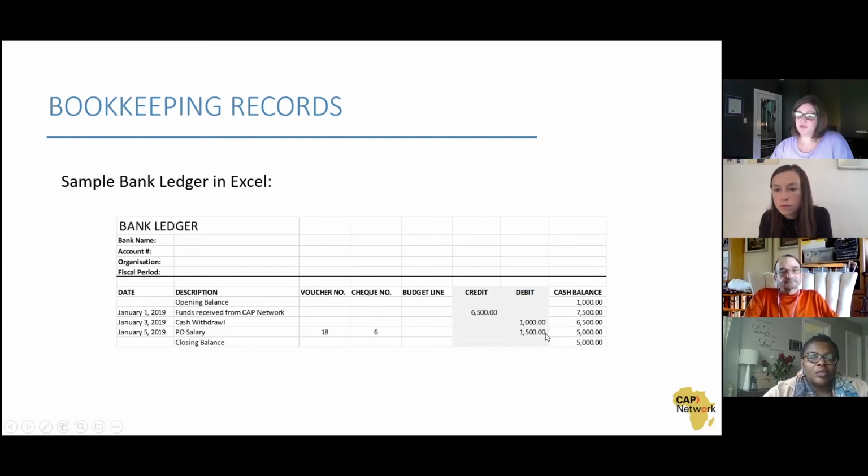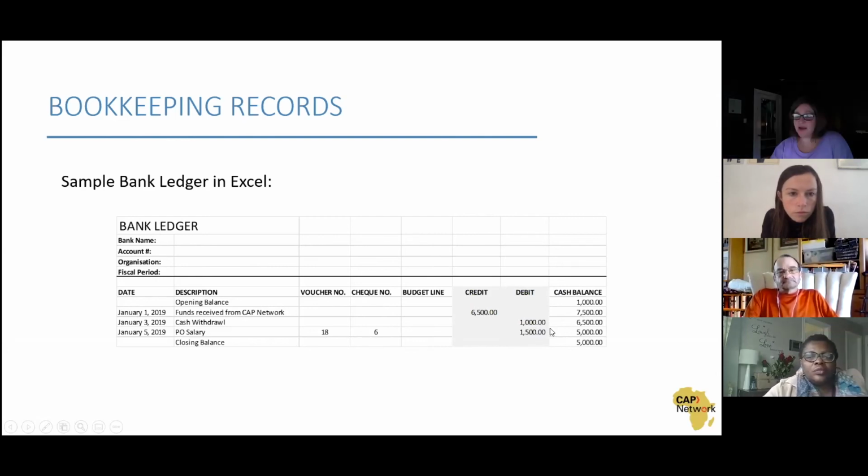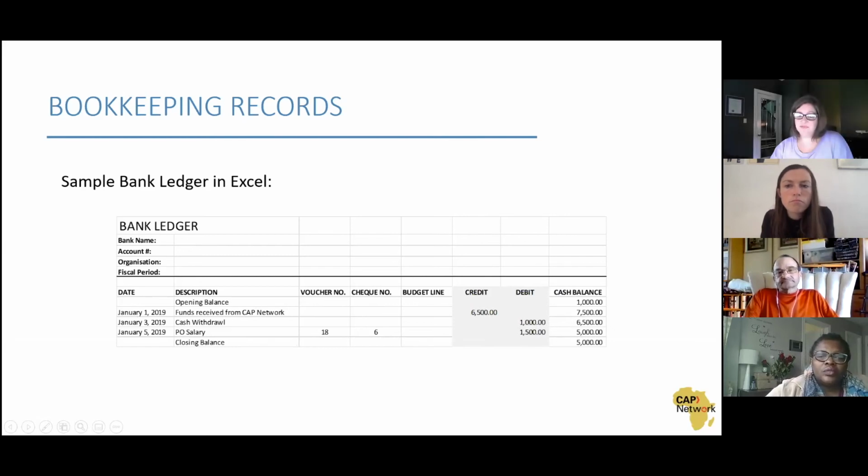PO salary, so project officer salary, was paid. You can see it refers to the budget, and that was paid by check. That is again a debit, or an expense out of the account. Then you come to the end of the period and there's the closing balance. So that's what it looks like once it's in a ledger. If you're using accounting software, you would enter your expenses as that software asks you to, and it will produce this ledger for you. If you're doing it in Excel, here's a sample of what that can look like.